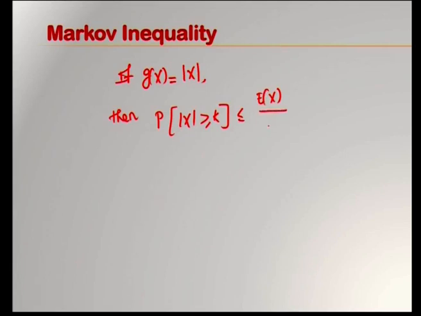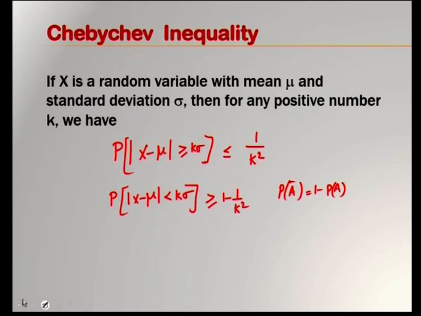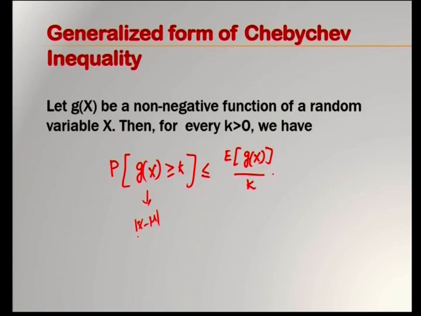If you have this g of x as modulus of x minus mu, then here it is expectation of x minus mu, and you get the usual Chebychev inequality, the previous Chebychev inequality, probability greater than or equal to k sigma is less than or equal to 1 by k square. So, you should take g of x as x minus mu divided by sigma, and you will get 1 by k square.